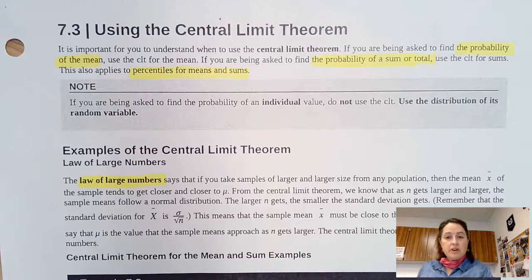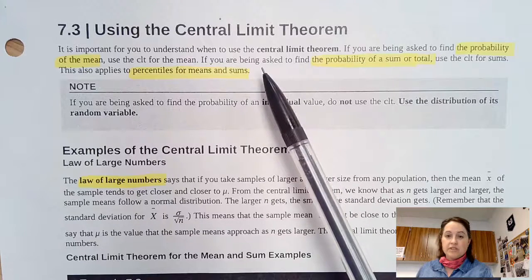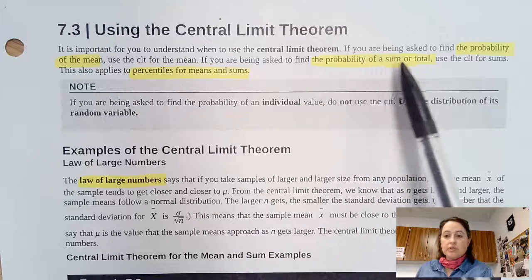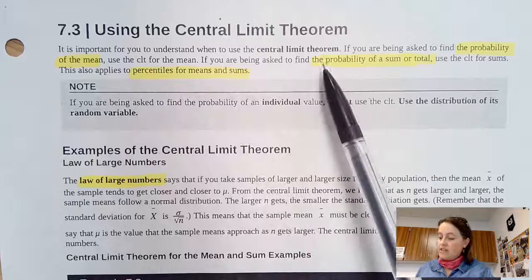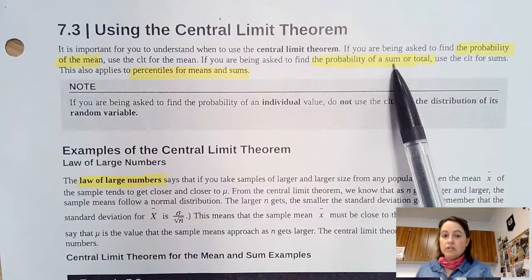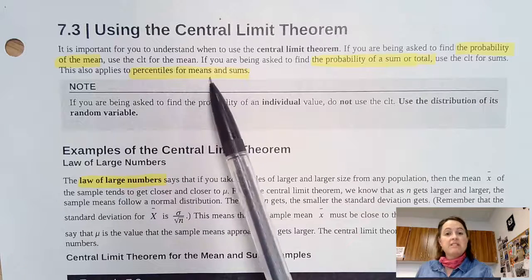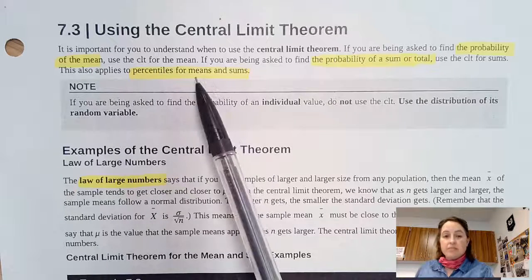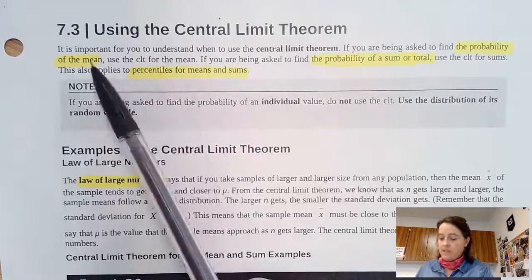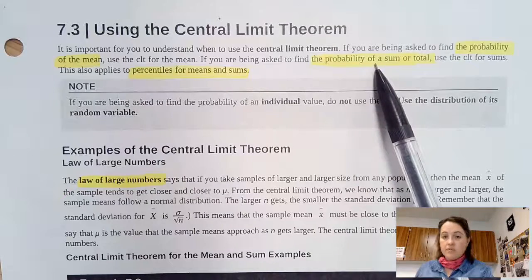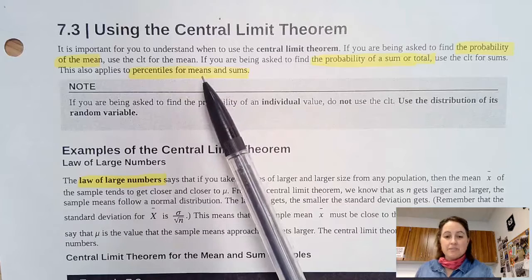All right, one of the hardest parts about the central limit theorem is knowing when you're supposed to use it. So this is when you use it. If you're being asked to find the probability of the mean, or if you're asked to find the probability of the sum or total, and then as well, if you're trying to find the percentiles for the means and sums. If you're being asked to do one of those three things, so the probability of the mean, the probability of the sum or total, or percentiles for means and sums, this is when you use the central limit theorem.